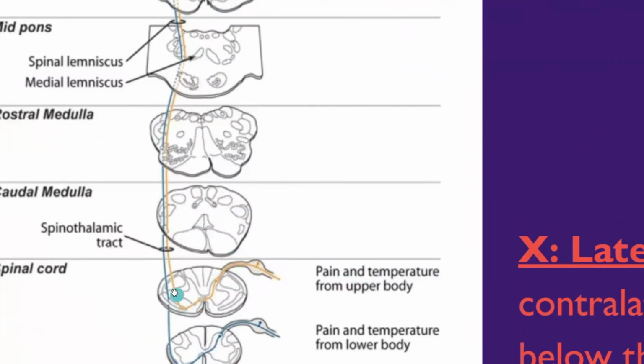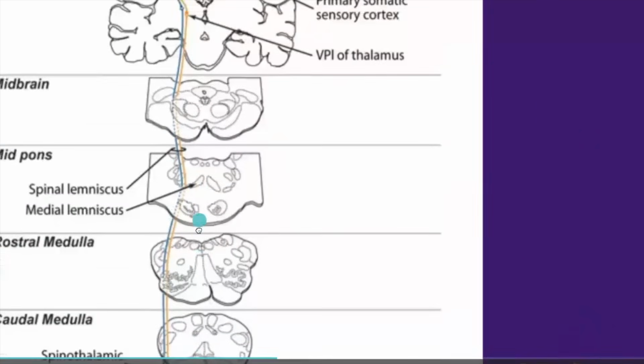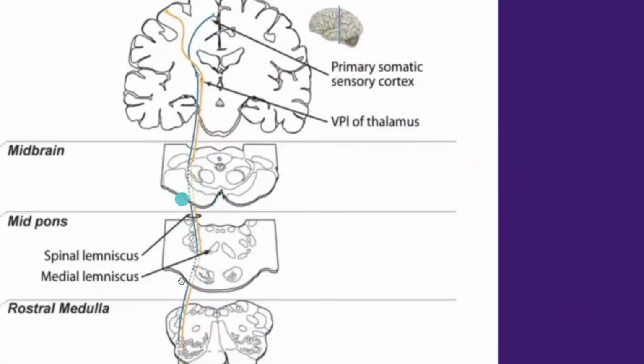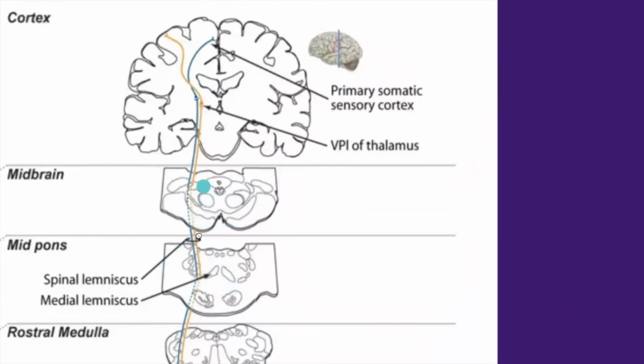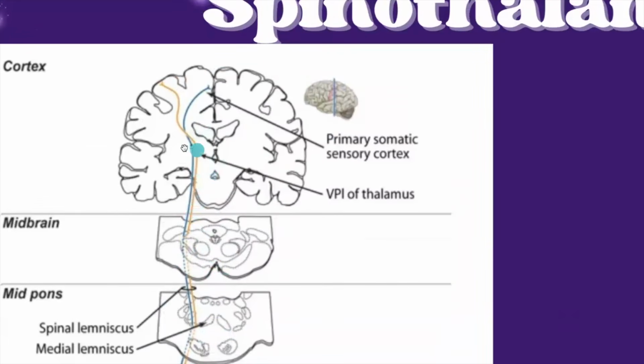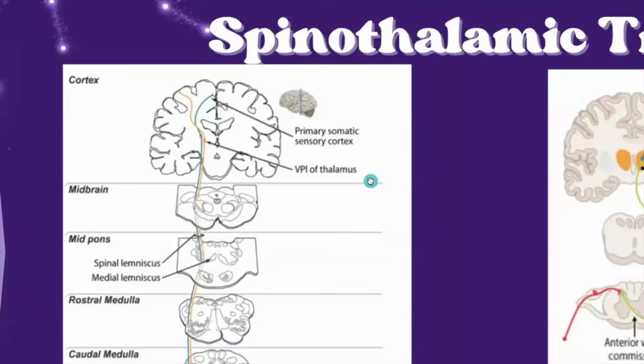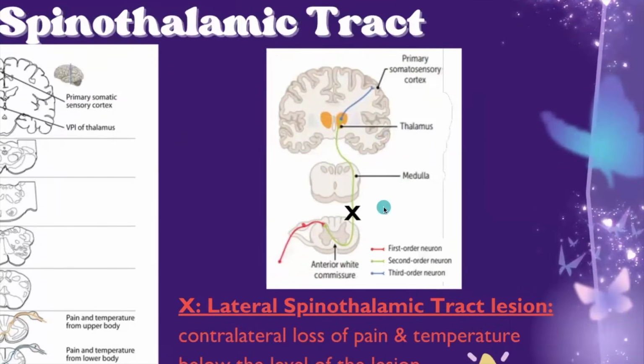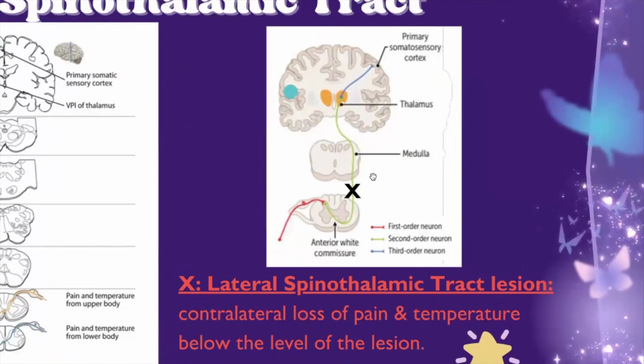Axons cross, they move all the way up, but anteriorly. So in the anterior column, they go up to the thalamus. This would be the lateral lemniscus. It goes all the way up to the VPL of the thalamus, where the third order neuron cell bodies are, and then you would have the cortex.